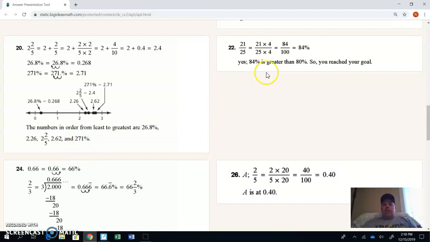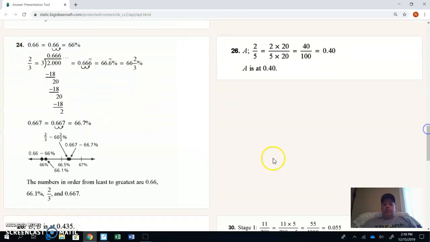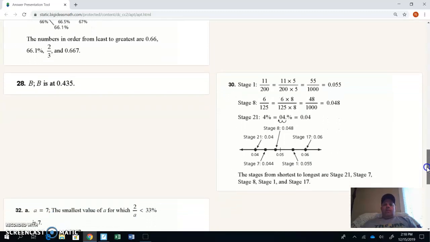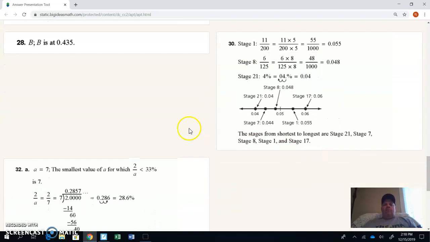22. Yes, 84% is greater than 80, so you reached your goal. Number 24, you can see the order again. 66/100ths, 66 and 1/10%, 2/3, and 0.667. 26A is at 0 and 40/100ths, or 0.4. Number 28, B is at 0.435.